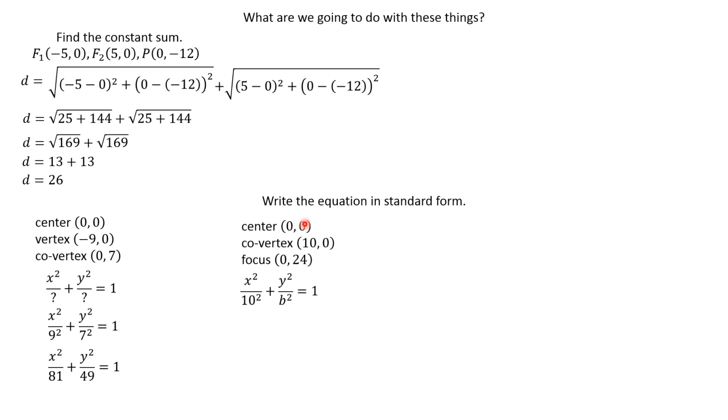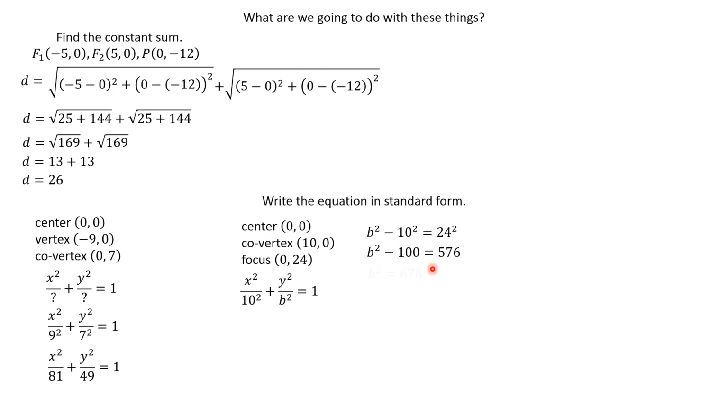Well, we know the focus is 24 away. So we know A and we know C. And then we can use our equation that's almost the Pythagorean theorem and plug it in. Notice B is going to be the bigger of the two because it's the vertex. So B squared minus 10 squared equals 24 squared. 10 squared is 100, 24 squared is 576.